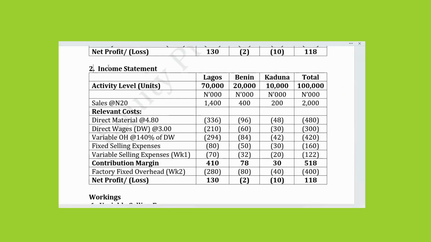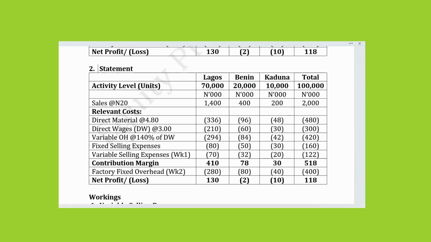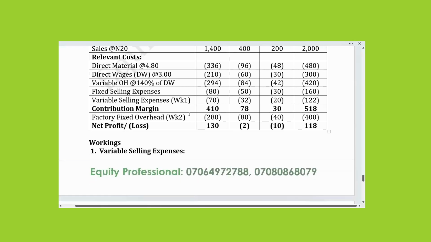Requirement number 2, contribution margin. The examiner was specific. You have to use a contribution margin statement. Again, this is not specific to any of the depots, so you are just asked to use contribution margin. In this case, you are not going to include fixed overhead for all the depots. You are less concerned with fixed overhead for the depots. You are supposed to stop at contribution margin.